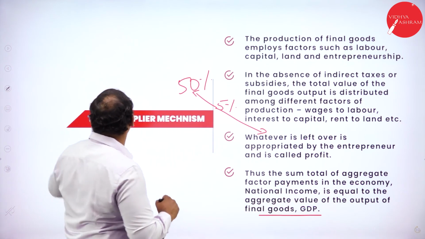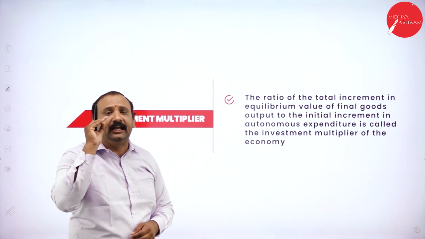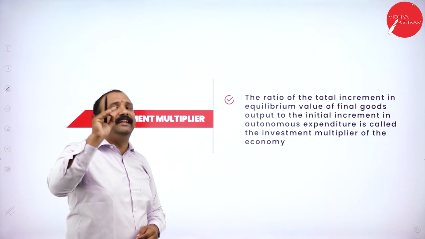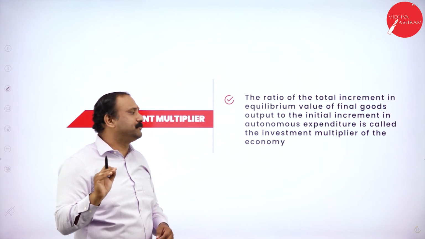Now moving forward, the investment multiplier: the ratio of the total increment in the equilibrium value of final goods output to the initial increment in autonomous expenditure is called the investment multiplier.